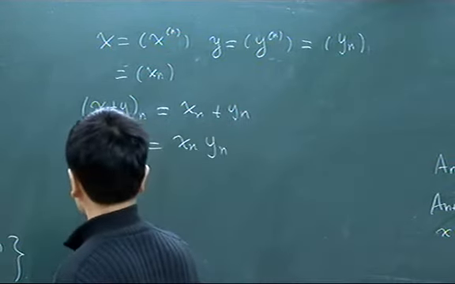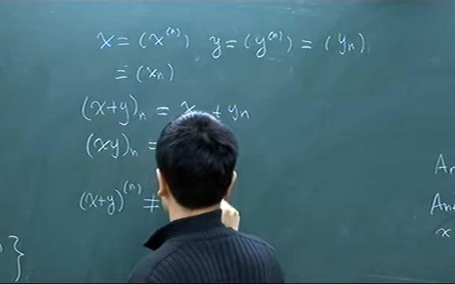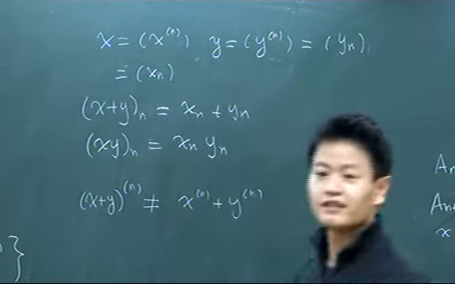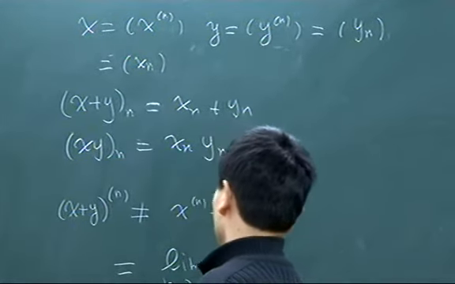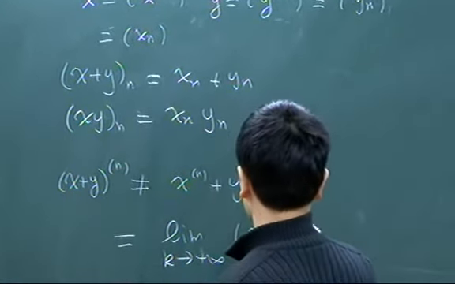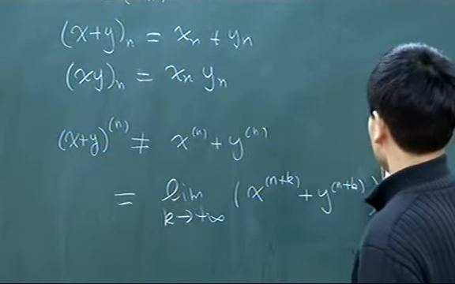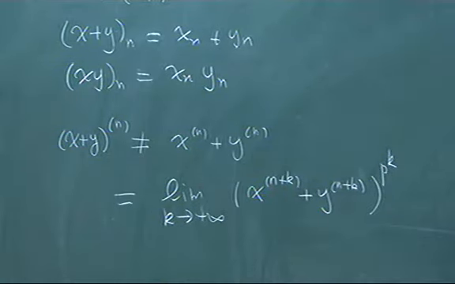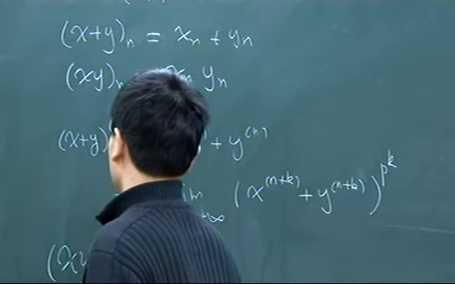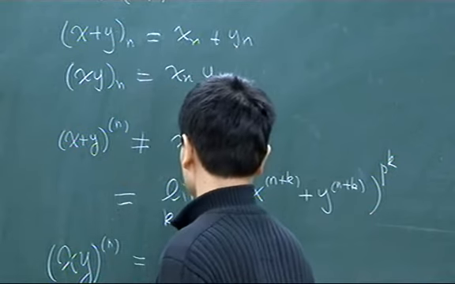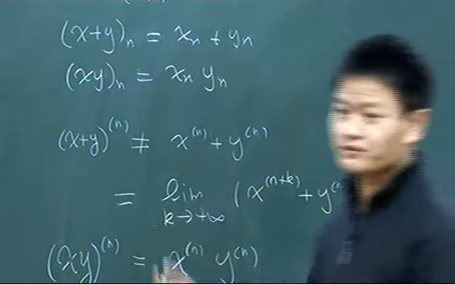For the other limit, (x+y)_n is not x_n plus y_n. You need to take the limit: it's (x_{n+k} plus y_{n+k}) to the p^k, and then take the limit as k goes to infinity. This is the sum. And the product is the same. So you get the ring structure.